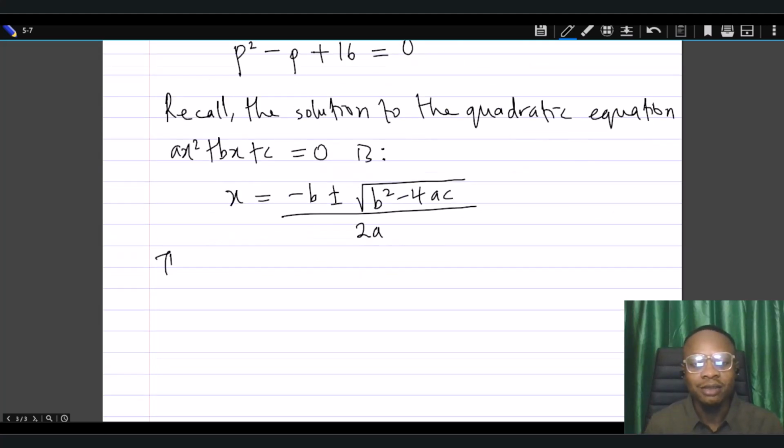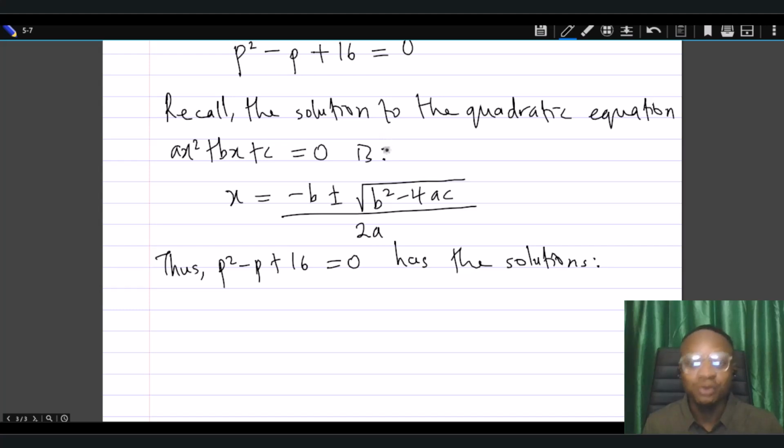So we now say that p squared minus p plus 16 equals 0 has two solutions, because this will give us the two results. We know that when solving a quadratic equation, we should expect two results. Yes, that is all. It captures all of the results, whether complex or real. This takes care of everything for us.